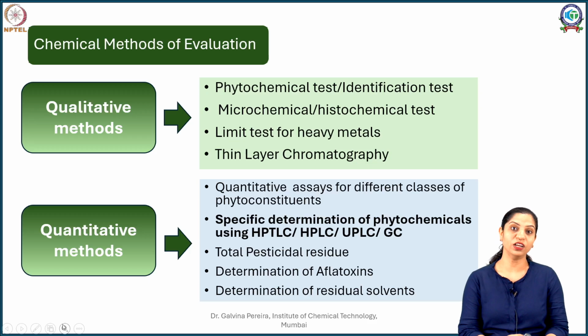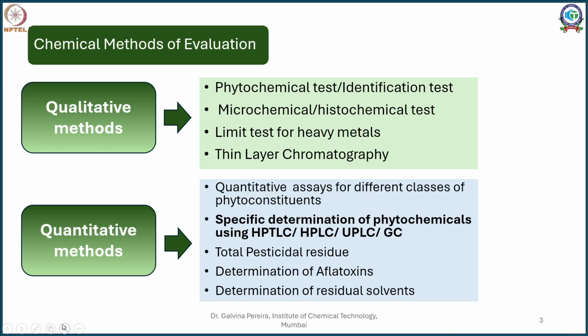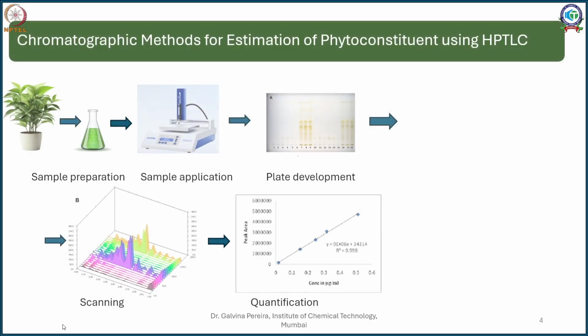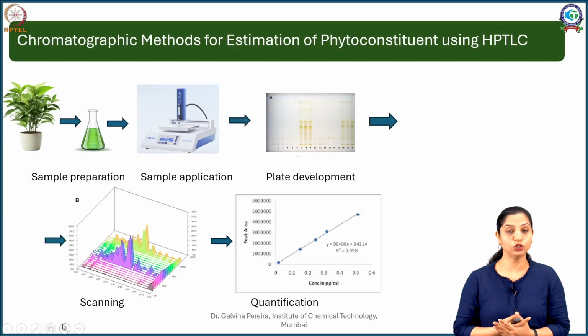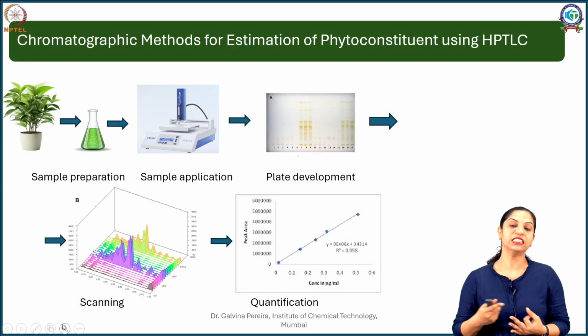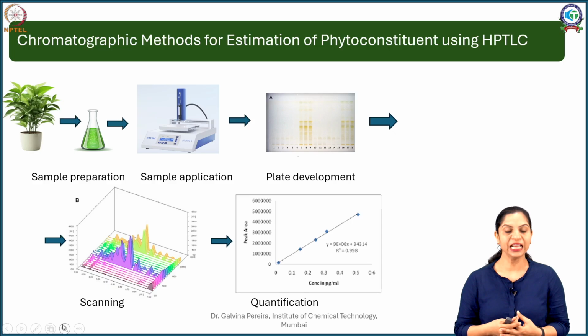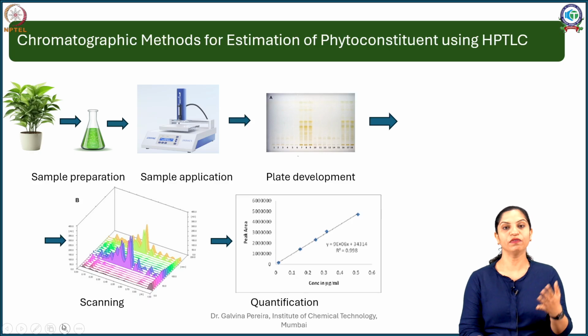In this particular session we will move on to the next one, understanding how we can do quality control of herbal drugs using chromatographic techniques. There are different chromatographic techniques involved. This includes HPTLC, HPLC, and gas chromatography. Numerous other chromatographic techniques are involved, but we will focus our interest on these three techniques.